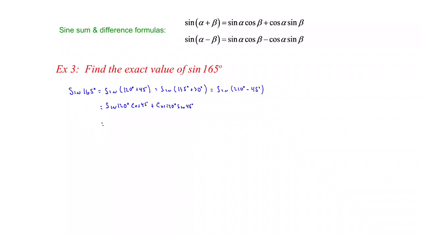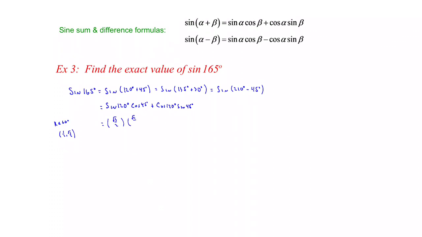And so once again, now we evaluate each of these. Remember, 120 degrees is in the second quadrant, so cosine of that will be negative, sine will be positive. 120 degrees has a reference angle of 60 degrees, so therefore sine of 60 degrees, remember your ordered pair, would be square root of 3 over 2.